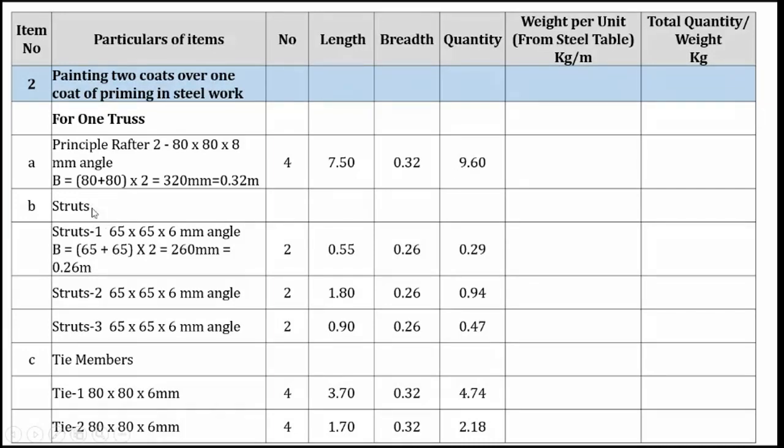Next we'll calculate for the struts. So this and this, everything is already written. Only this you have to multiply. How will you get 0.26? 65 plus 65 multiplied by 2. So for example, here if it is 50, then 65 plus 50 multiplied by 2. That's it, right? Similarly, you can calculate for all the breadths. If you multiply, you'll get all the answers.